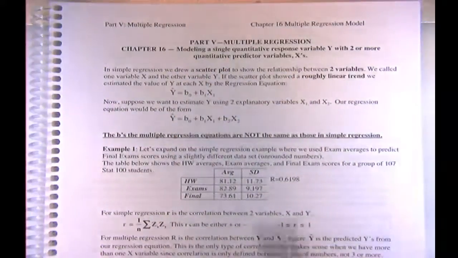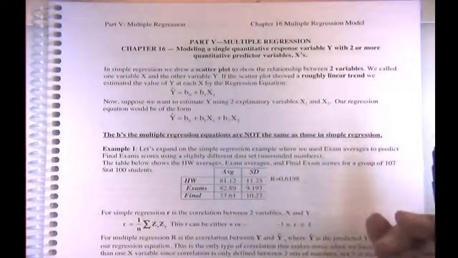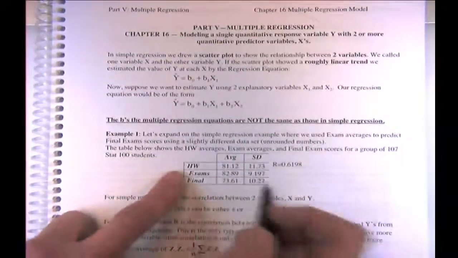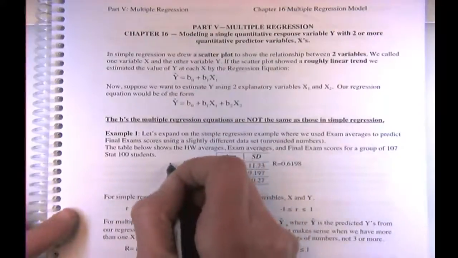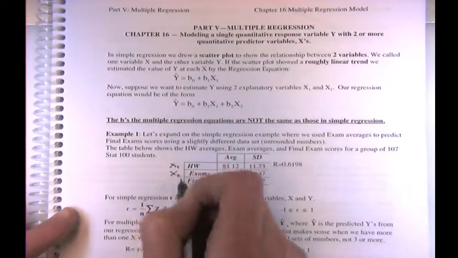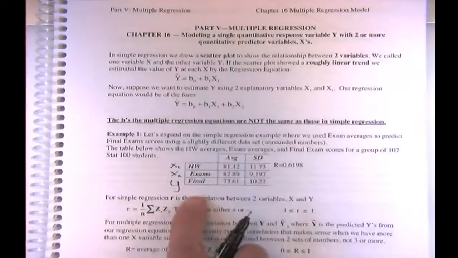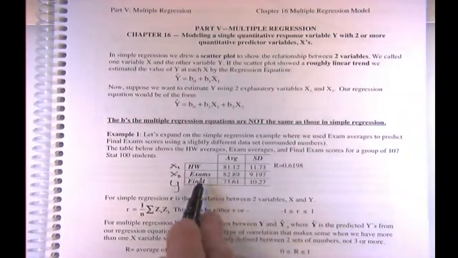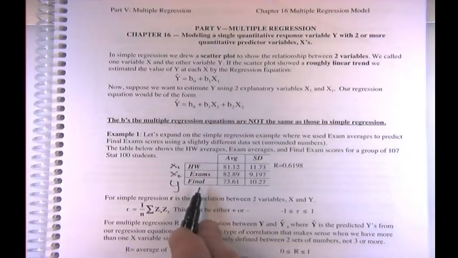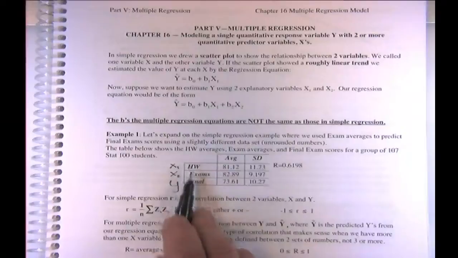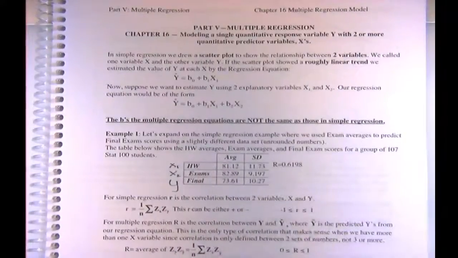So, for example, we haven't done this yet. For example, in this example here, we're going to have homework and exams. This will be our x1 and our x2, predicting a y, the final. Now, if you recall, earlier, we looked at just exams, the 3 midterm exams for 107 students from a former Stat 100 class. We saw how they predicted final. That was back on page 29. Now, when we started simple regression, now we're going to add homework to that. And we think we can make a better predictor, better prediction.